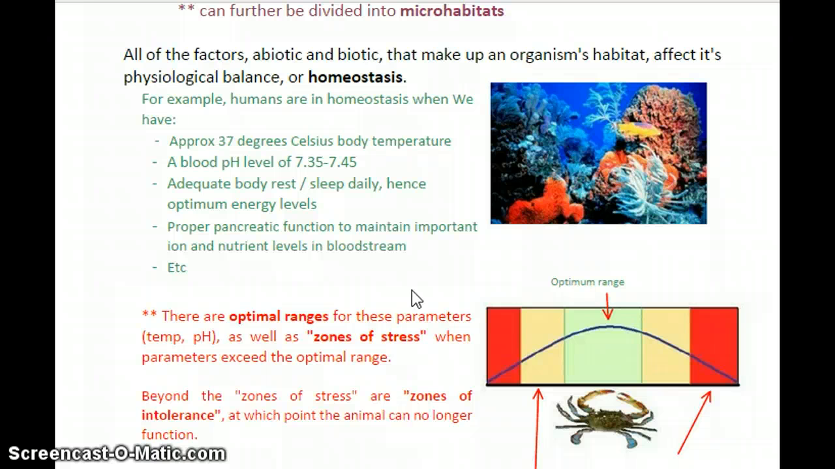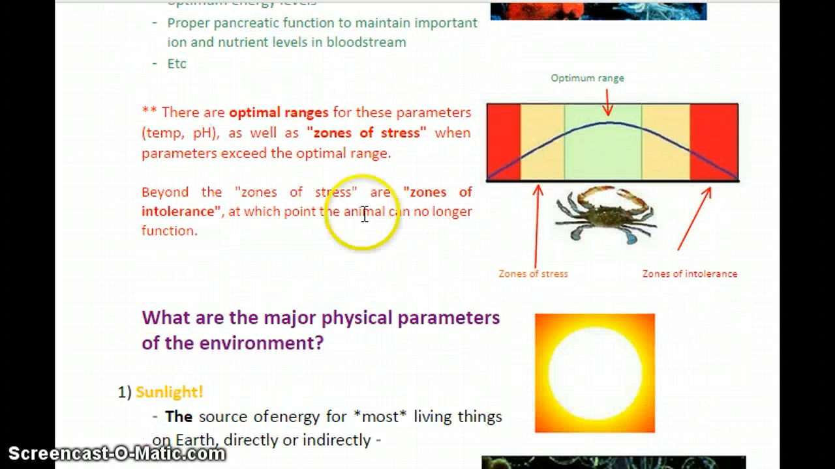So organisms as well, they have an ideal range where they are the most comfortable, just like you are. These are called optimal ranges. So that's the ideal range, say, of temperature. Let's use that as an example in this case. So this crab is going to have an ideal or optimum range of temperature, and too much is going to be too hot, or too little is going to be too cold.